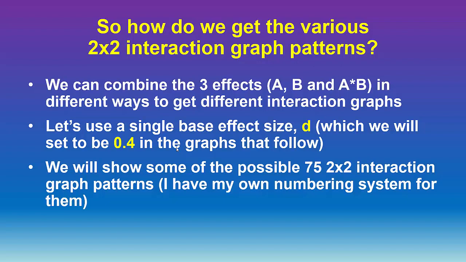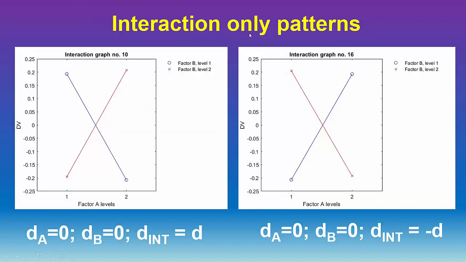And I'm going to show in the following slides some of the possible 75 2x2 interaction graph patterns. And I've developed my own numbering system for them because I like to do that kind of thing. It's not very important, but you'll see the numbers on the actual slides. So here are the interaction only patterns. Only an interaction effect with no main effects. There are only 2 such patterns. They're numbered 10 and 16 in my numbering.